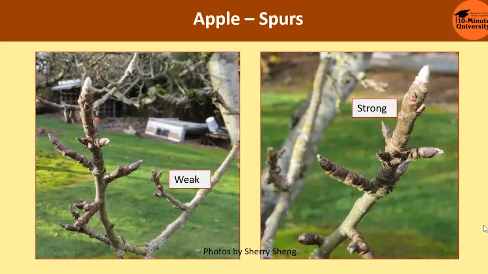If you really want to keep it, you can head it back a little bit and see if you can rejuvenate it. And on the strong looking example, you can see a fat bud, which is likely a fruit bud, and you can see skinny or flatter buds, which are most likely leaf buds.